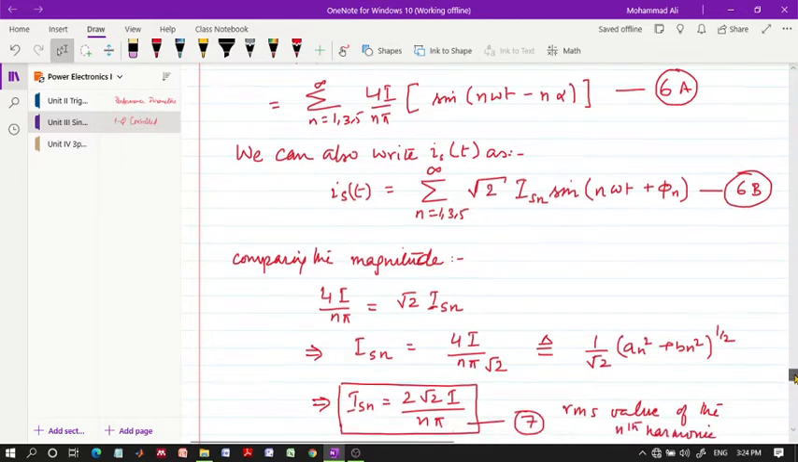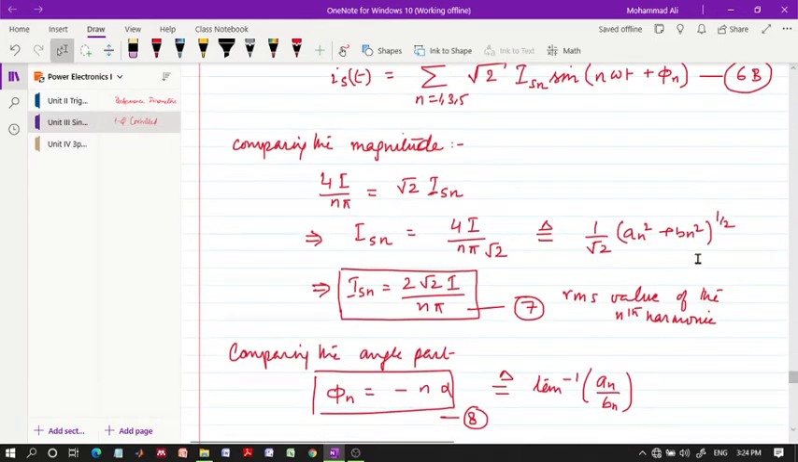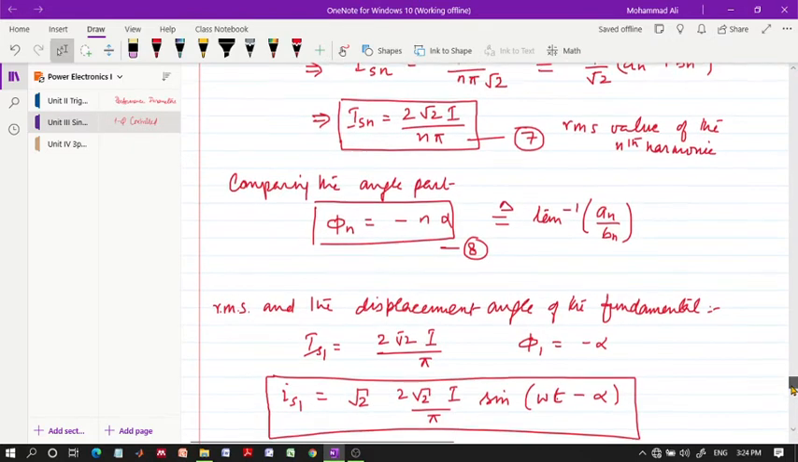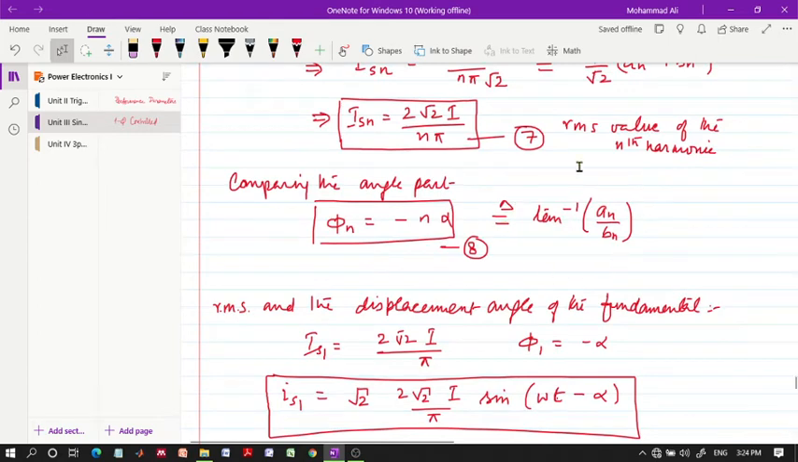These are the things that we have already discussed. By definition ISN can be given as this, and so ISN is 2 root 2, because I will just cancel out this denominator and numerator. This comes out as 2 root 2 I by n pi. And if we compare the angle portion, this phi n will become equal to minus n alpha, and this should be equivalent to tan inverse of AN by BN.